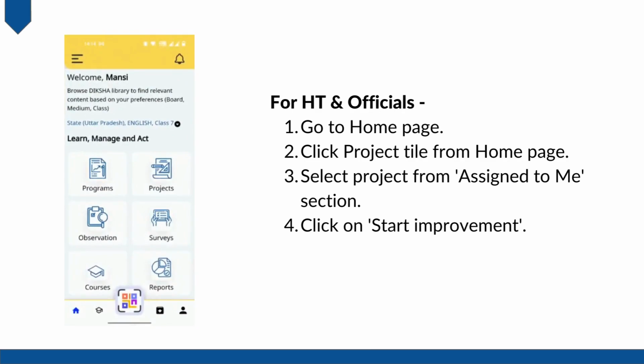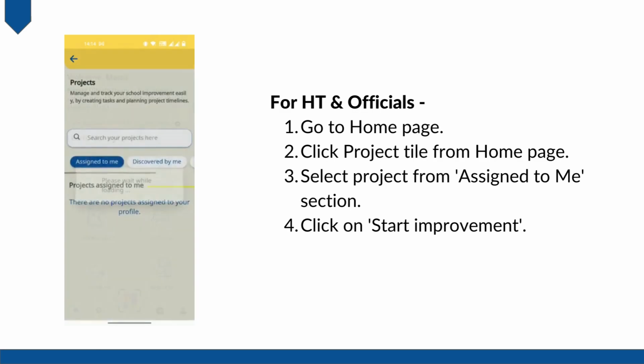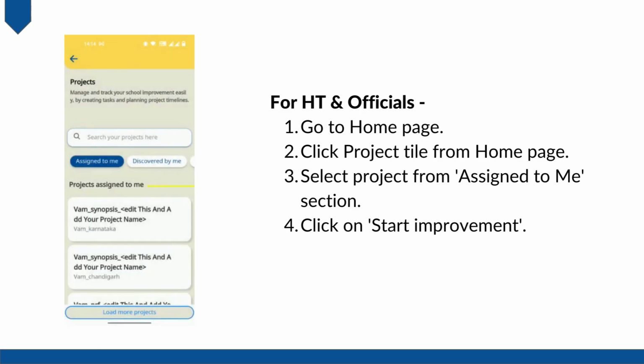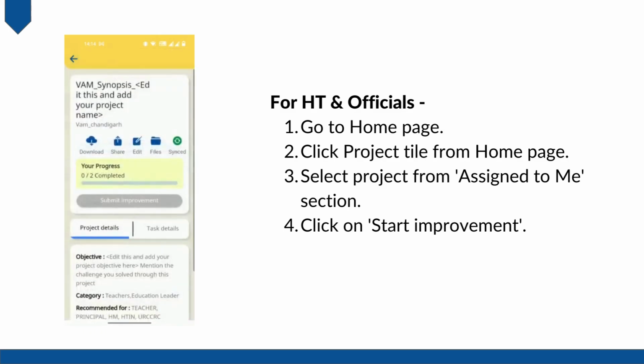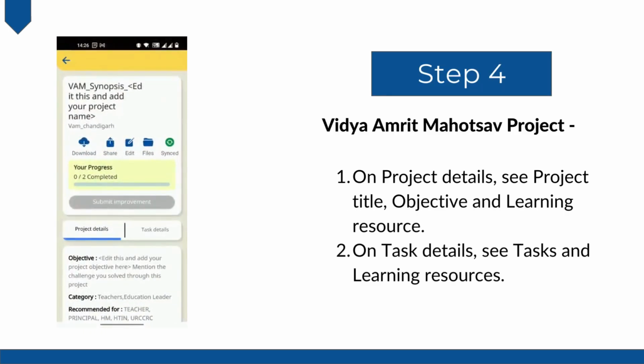If you have chosen HTN officials, take the following steps to access your project. Go to Home page, click on the project tile, click on the Vidyamrit Mahotsav project for your state under Assigned to Me section. Click on Start Improvement to start your project. You will now be able to see Vidyamrit Mahotsav project.